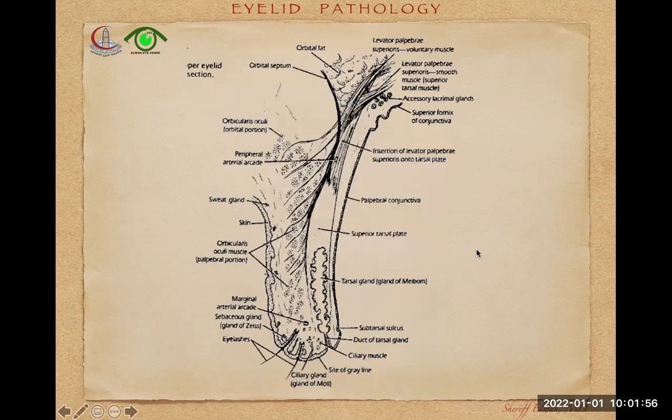And this is a diagrammatic presentation of the same section, where you can see the inside of the eyelid lined by the conjunctiva, covering and closely adherent to the tarsus, and anteriorly is the lamella of the skin and muscle.